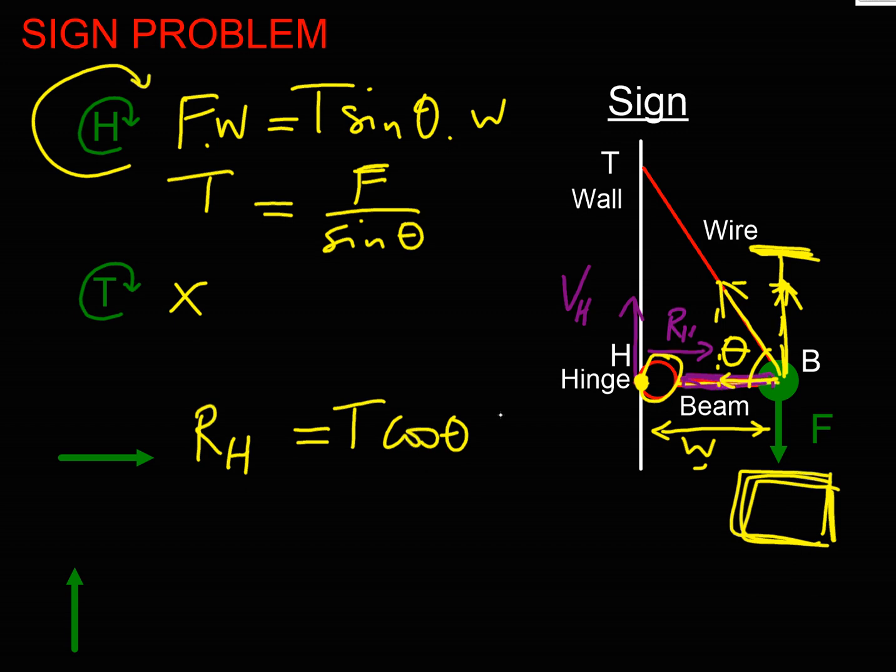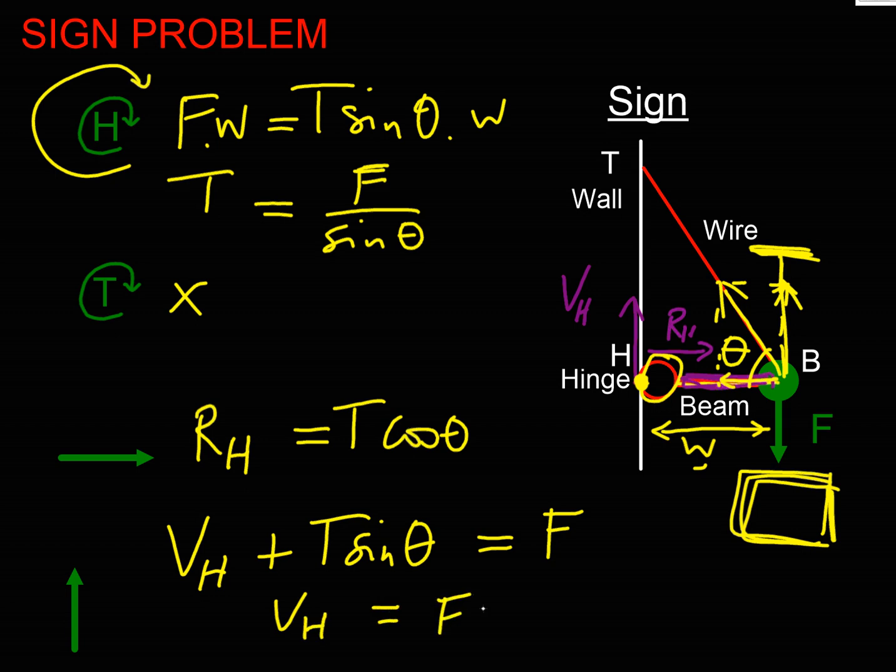But the other thing I might be interested in is what this vertical force is. So if I resolved forces on the beam vertically, then my vertical force at the hinge plus the vertical component of the tension force is going to have to be equal to the weight force hanging off the beam, isn't it? So VH is going to be therefore F minus T sine theta. So there we go. That was a fairly quick way of finding all the forces.